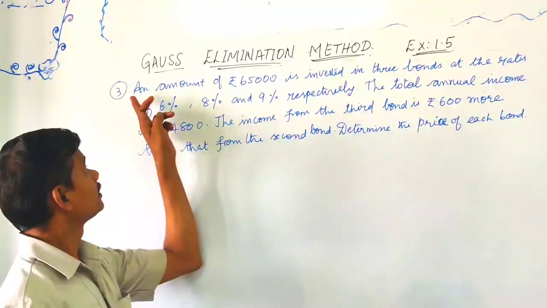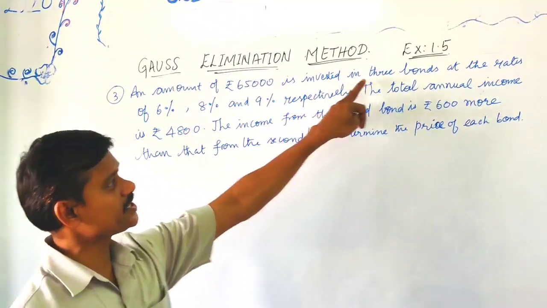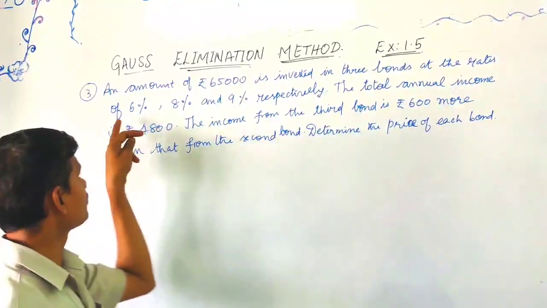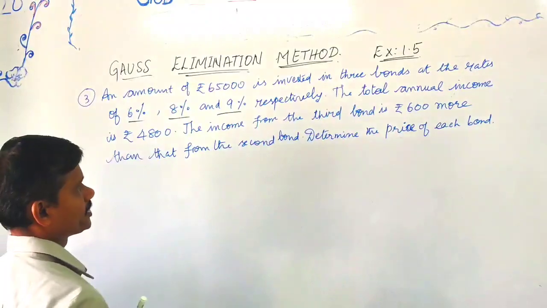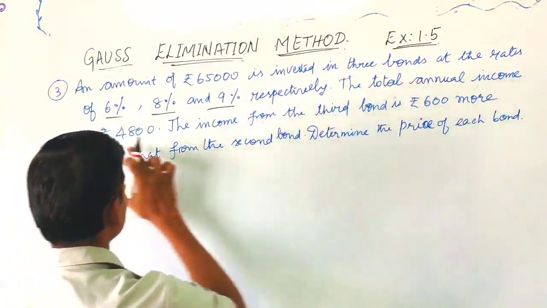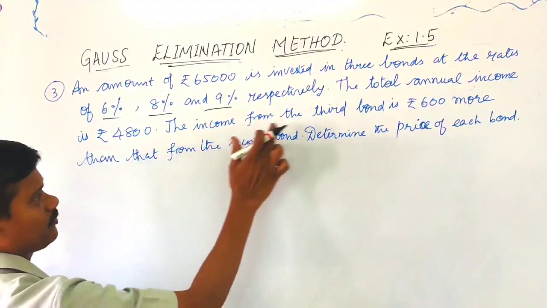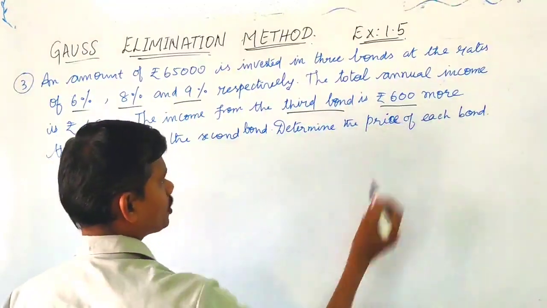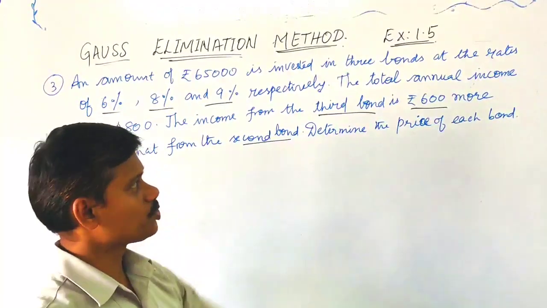Okay, third sum. Here the question is an amount of rupees 65,000 is invested in 3 bonds at the rates of 6%, 8% and 9%. The total annual income is rupees 4,800. The income from the third bond is more than that from the second bond. Determine the price of each bond.